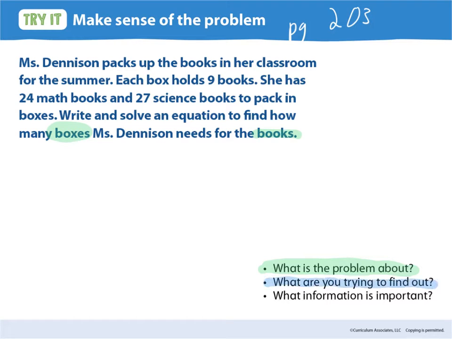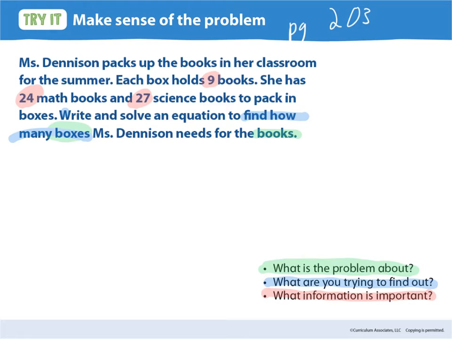What are we trying to find out? Well, we've got to find out how many boxes she needs. How many boxes does she need? And then finally, what information is important? Again, this is a great one. There's no tricky things. It doesn't talk about how old Miss Dennison is, or tell us that she's driving there on the third day of summer. There's no tricky numbers in here. All the numbers in here are important to the problem. So that's good.